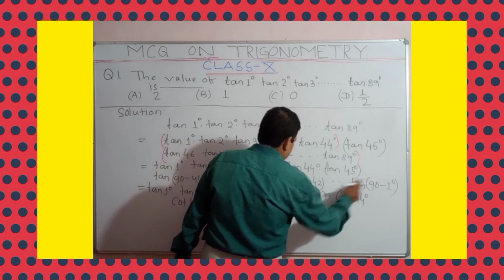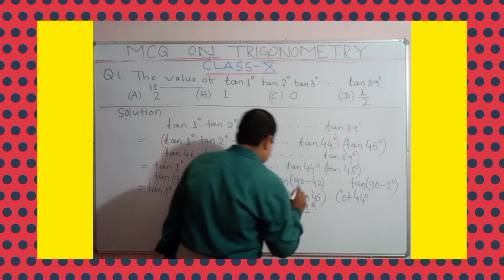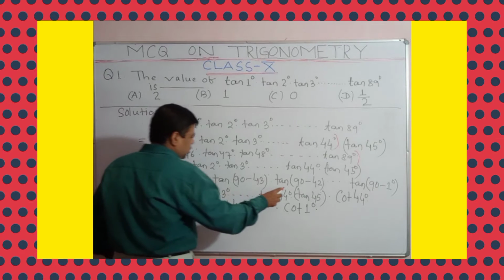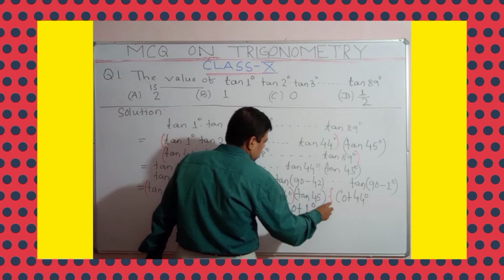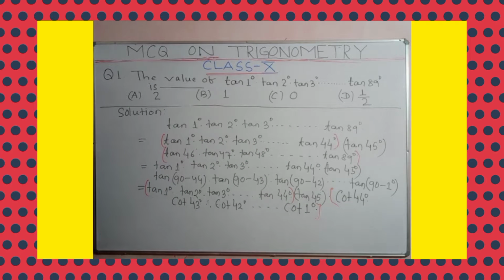And tan of 90 minus 1 degree will be what? Cot 1 degree. Yes or no? Okay, and you see this is 44 times and also this is 44 times, the same number of times. Now you rearrange.